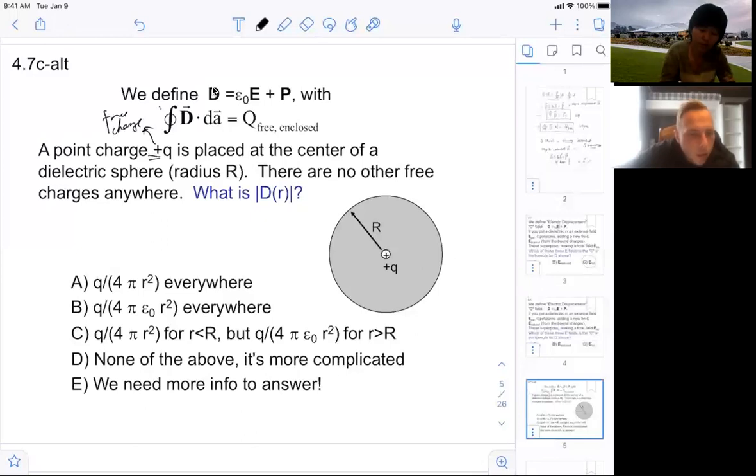Okay. This is a direct application of the equation we just derived. So take a look at the integral of D dot dA is equal to Q free enclosed and see what answer you would come up with.